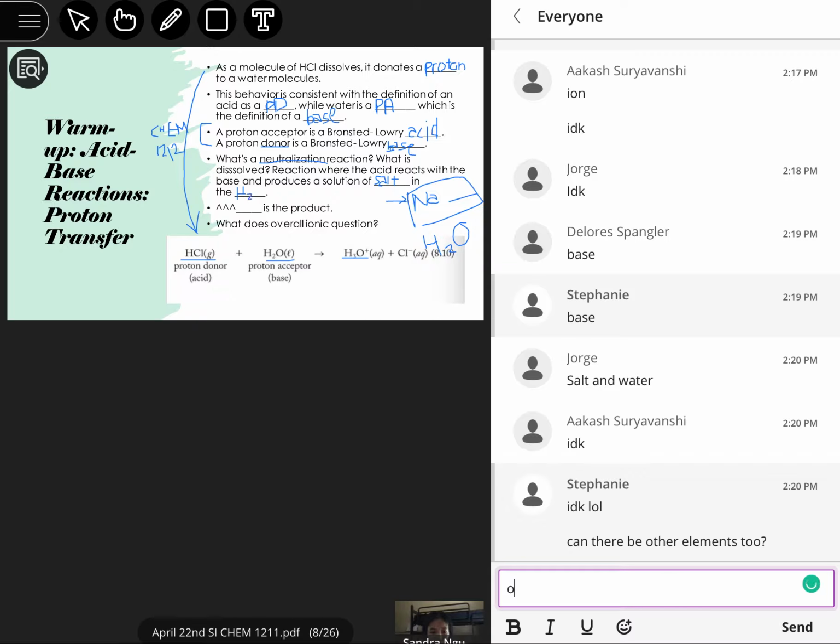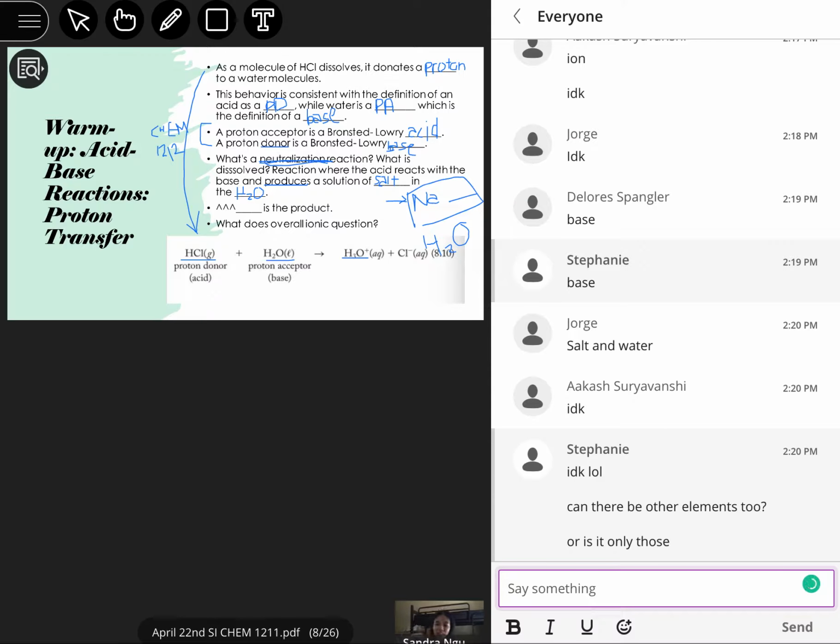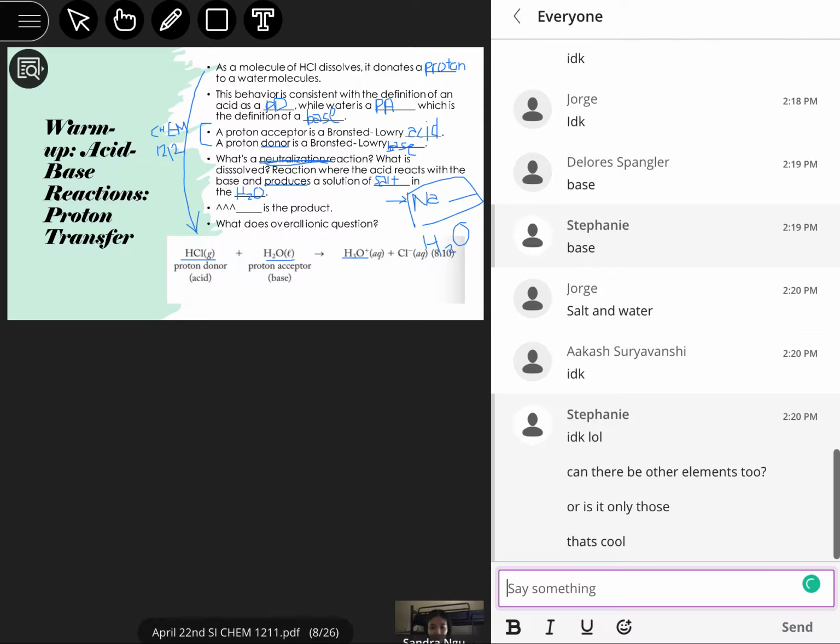And then the product of this. What's the product? What are the main products you get from neutralization? Can anyone tell me? Can there be other elements too? Yeah, of course. There's definitely other elements as long as you have a salt at the end of that. Like there's a production of a salt. That sounds like assault, like when you hit someone, but salt, right? So you can have other elements, just as long as you put a salt in there as well.